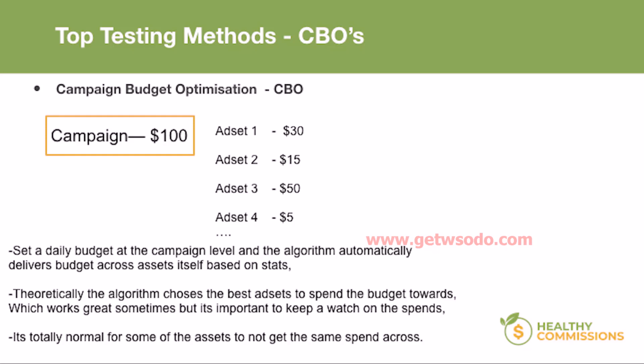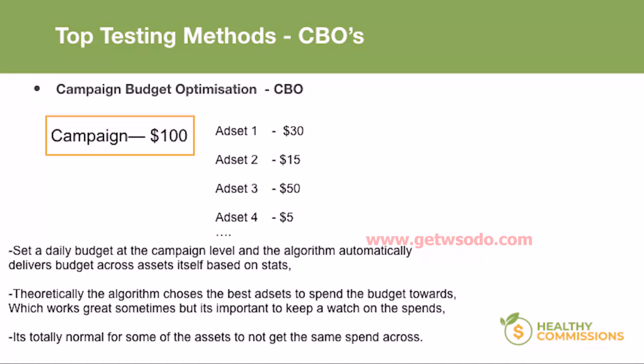When it comes to different campaign structures and testing methods, you have campaign budget optimizations, which are CBOs. What CBOs are is you're setting a daily budget at the campaign level, and then the algorithm automatically delivers the budget across the ad sets itself, based on stats. Theoretically, the algorithm chooses the best ad sets to spend the budget towards, which works great sometimes, but it is important to keep watch on the spends.